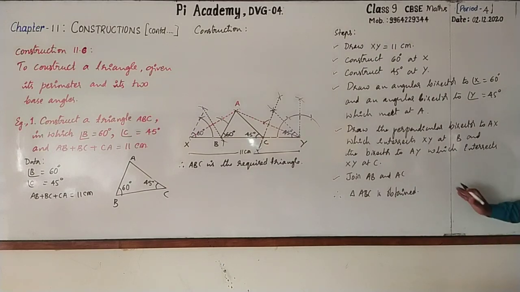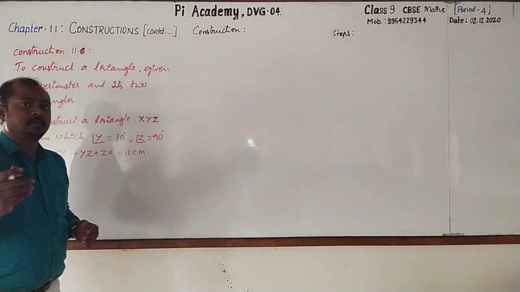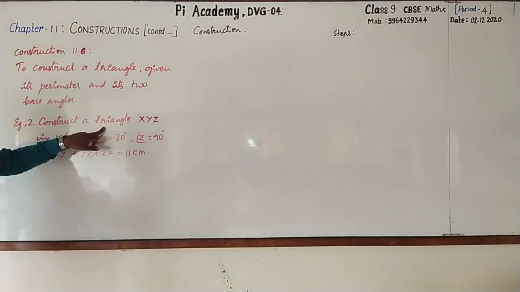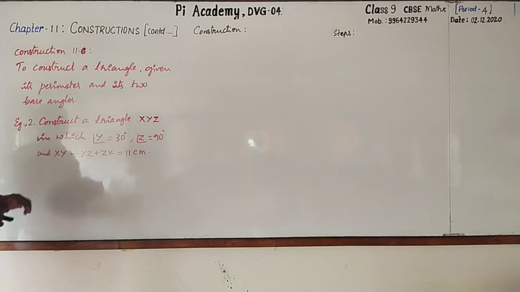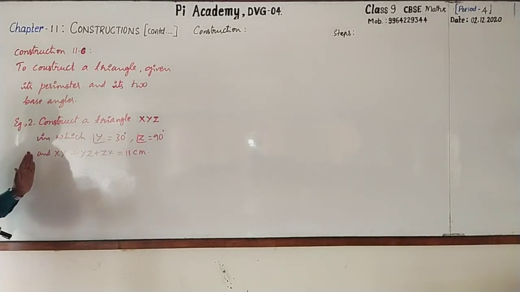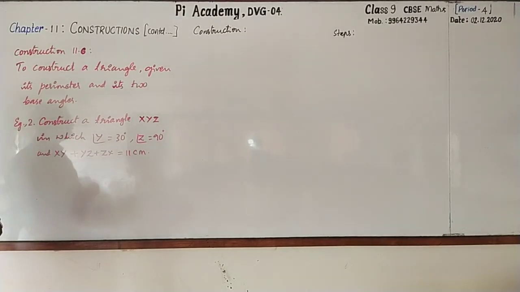Followed? Yes. Please go for copying this complete. Yes, students, go through the second one. Construct triangle XYZ in which angle Y equal to 30 degree, Z equal to 90 degree and XY plus YZ plus ZX equal to 11 centimeter.